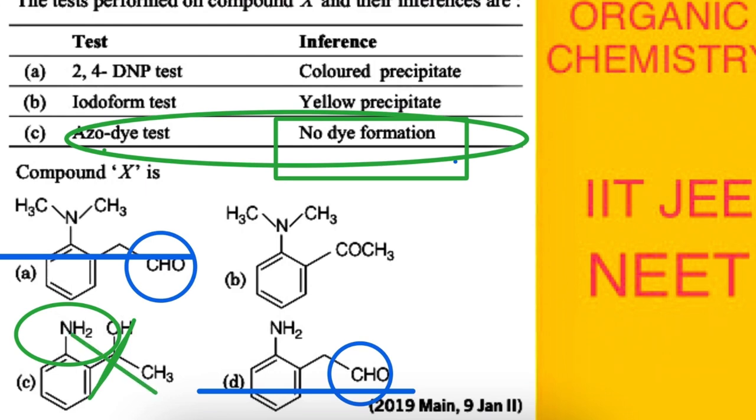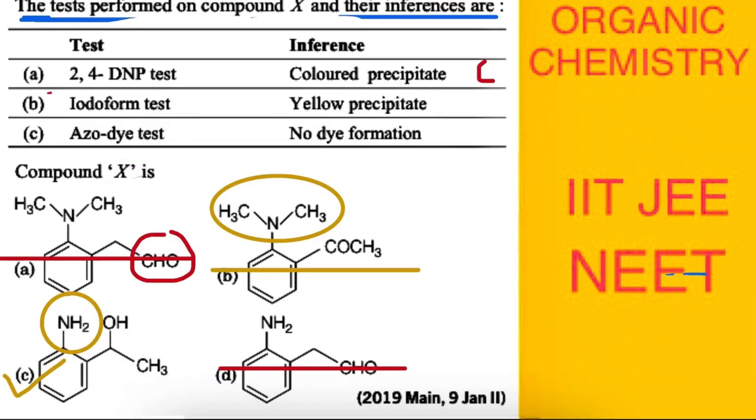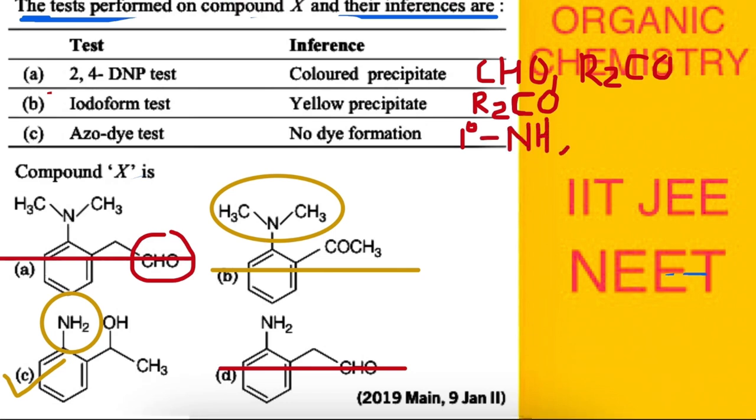So the tertiary amine does not give any precipitate. That's why option B is the right option. The 2,4-DNP test is useful for identification of aldehyde and ketone. The iodoform test is useful for identification of ketone in a mixture. And the azo dye test requires a primary amine.